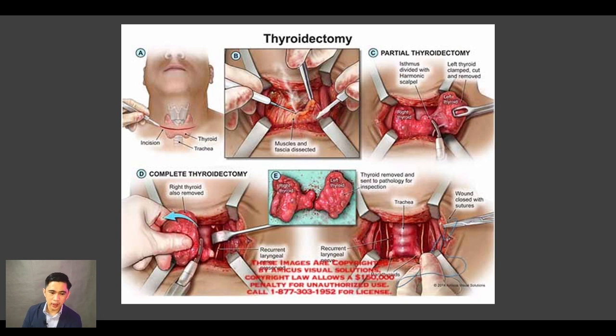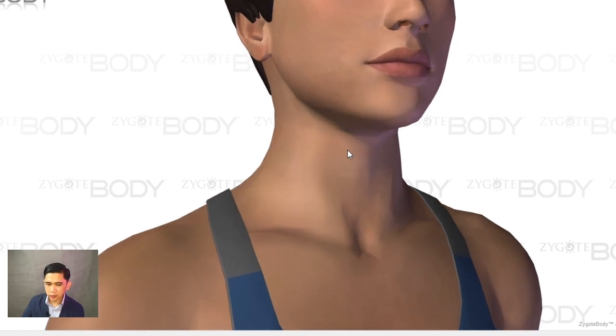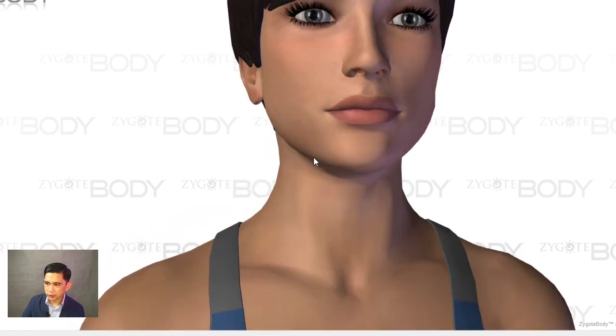I know this is not your level, but just as a correlate: when we do the thyroidectomy for our patient, we open the skin, we dissect the strap muscles out, remove the thyroid, we preserve the nerves, we preserve the trachea, and also the esophagus at the back. Now at this point, we'll go back to our zygote anatomy model. So we'll focus on the neck.